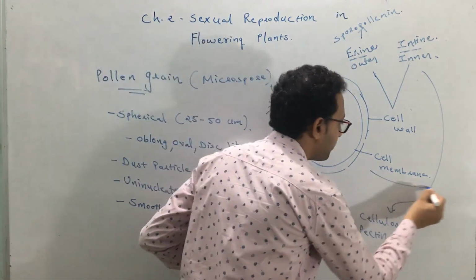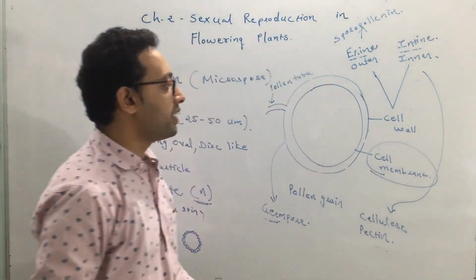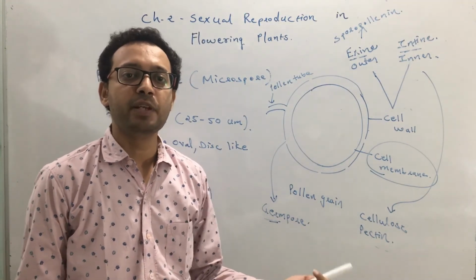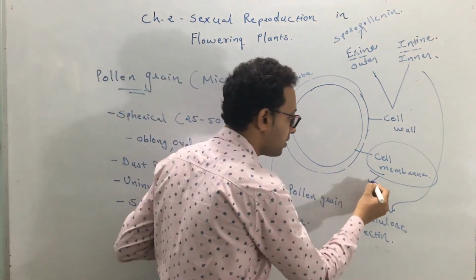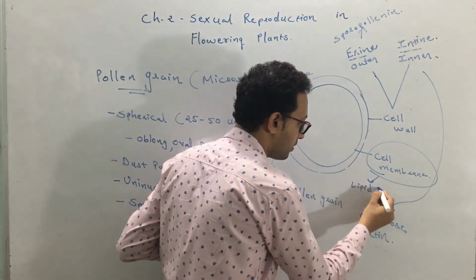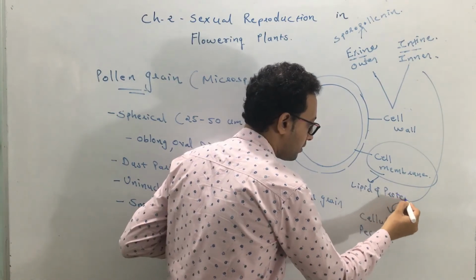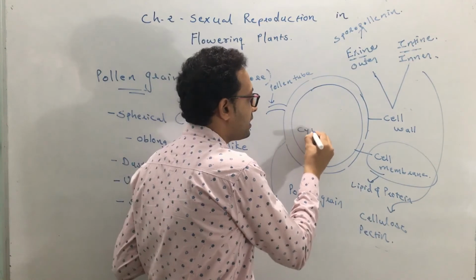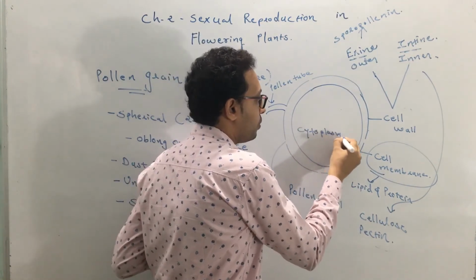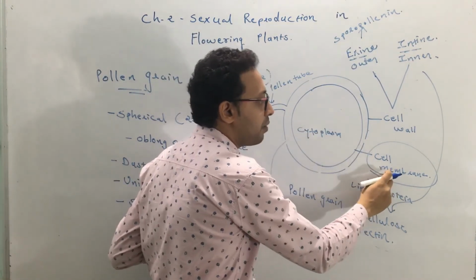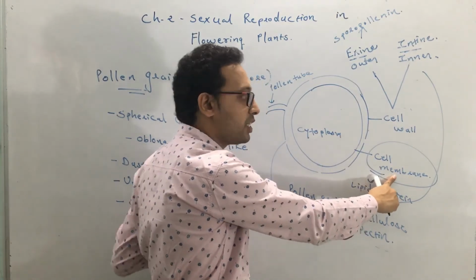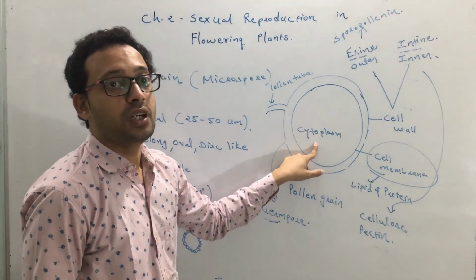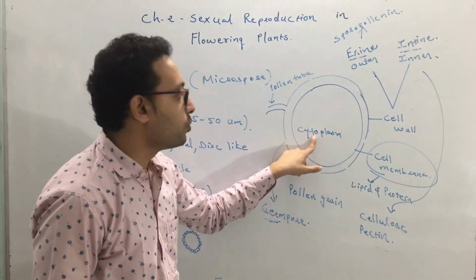Now the another layer of pollen grain, this is called as cell membrane. It is like usual cell membrane. It's made up of lipids and proteins. Okay, it's made up of lipids and protein, and inside that what is present? Cytoplasm. So the cell membrane or plasma membrane, the another name of cell membrane is plasma membrane, you already know that. That is surrounded to a cytoplasm.